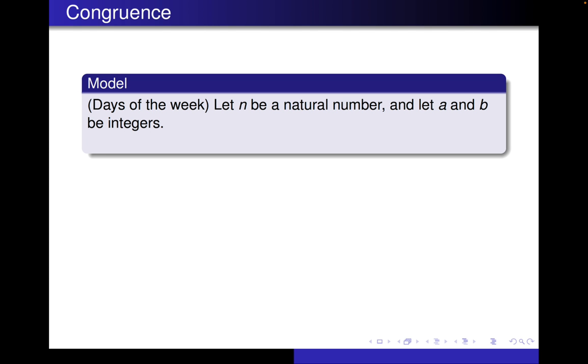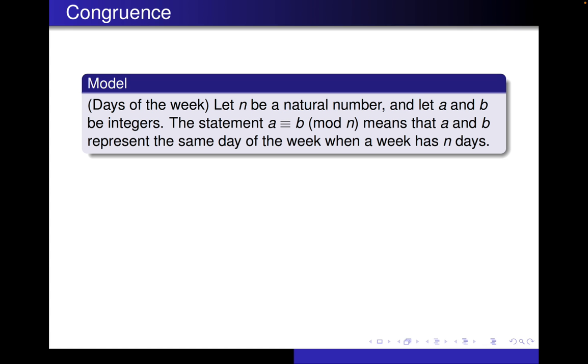If n is a natural number and a and b are any integers, we say that the statement A is congruent to B mod n means that A and B represent the same day of the week when a week has n days.